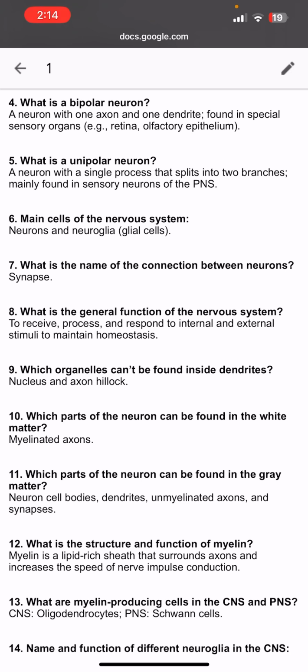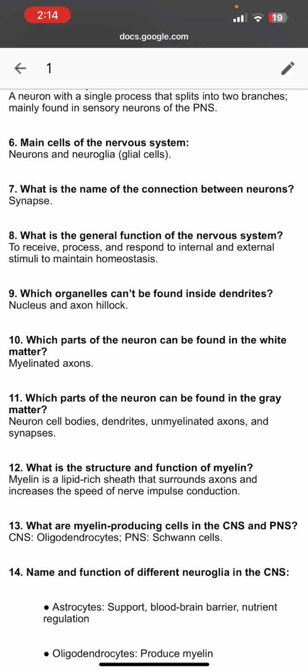Main cells of the nervous system: neurons and neuroglia. What is the name of the connection between neurons? Synapse. What is the general function of the nervous system? To receive, process, and respond to internal and external stimuli to maintain homeostasis.